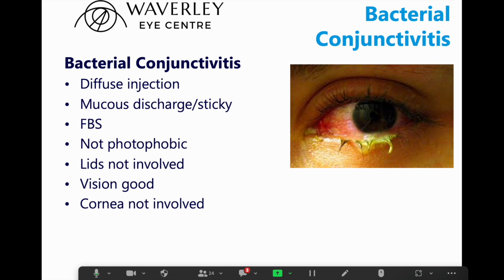Bacterial conjunctivitis. They're presenting with this mucousy pink or mucousy green, yellow discharge. You could have a foreign body sensation. If the cornea is not involved, they're not photophobic. The lid's usually not involved unless it's a keratitis or an infection. Vision is pretty good, and the cornea is clear.